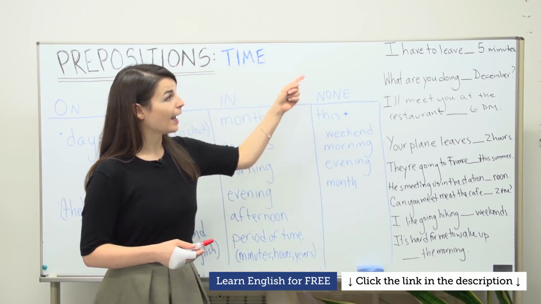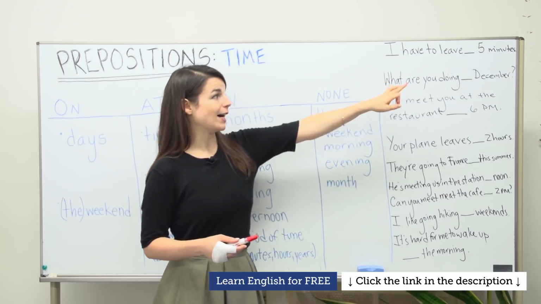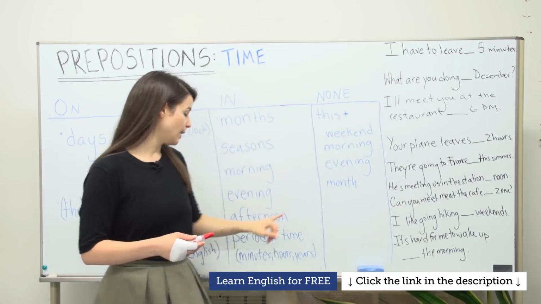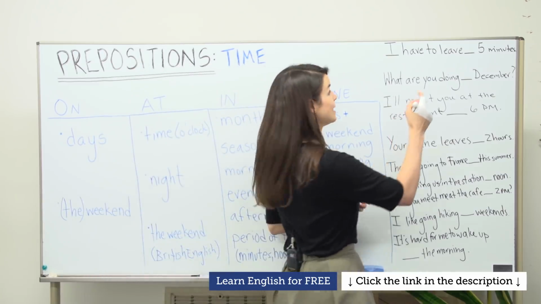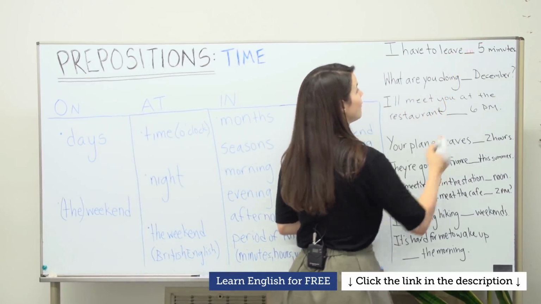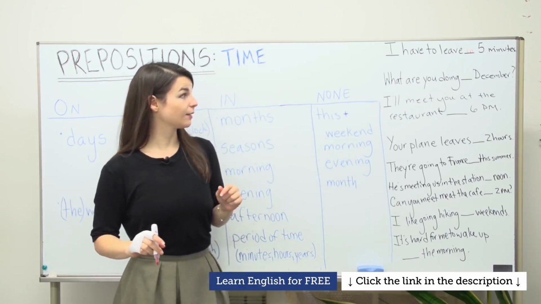Okay, so with this information, I want to try a few example sentences that I've prepared here. The first one is, I have to leave something something 5 minutes. 5 minutes is a period of time, so we know the correct preposition is in. I have to leave in 5 minutes is the correct answer here.